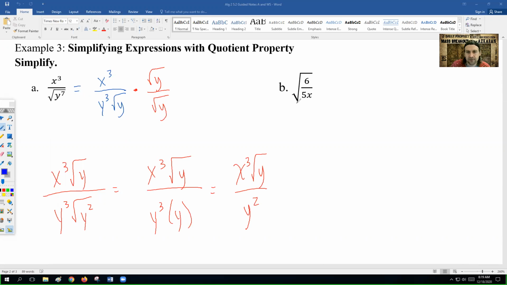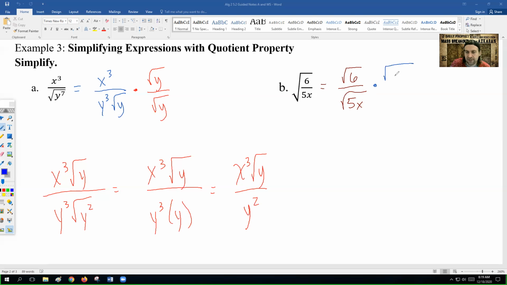All right, next, what about if we're taking a radical of a fraction? Well, the square root of a fraction is the same thing as if we square root the top and square root the bottom. Radical 6 does not break down. Radical 5x does not break down, so we need to do the next step. Let's get the radical off the bottom.